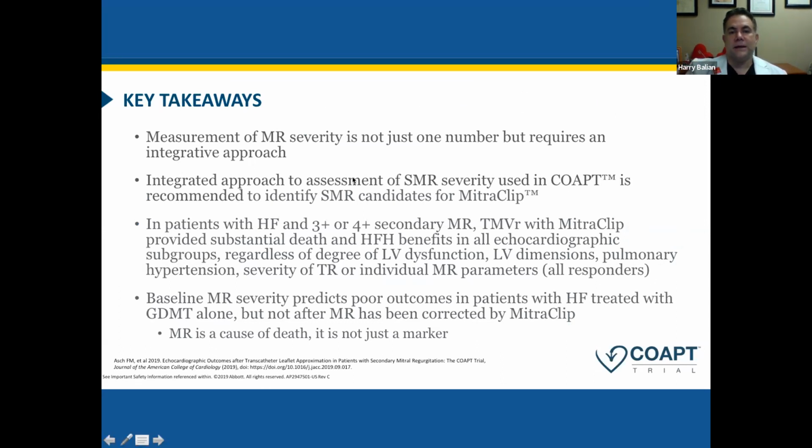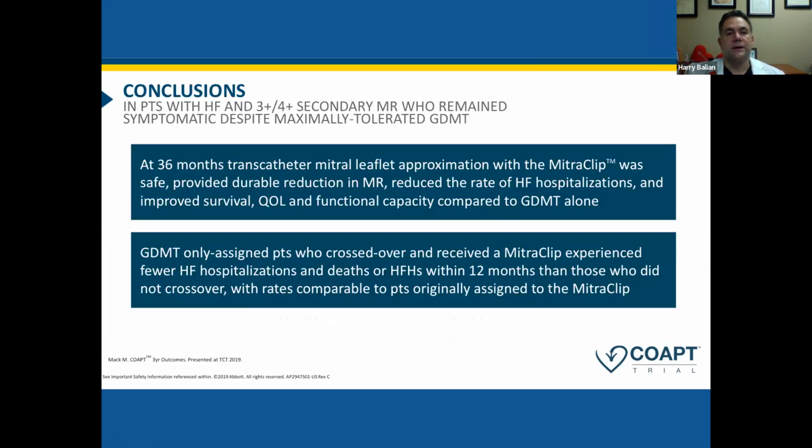And to assess the severity of the MR, the COAPT trial showed significant reduction in morbidity, and also in NYHA class and recurrence of repeat hospitalization, in patients that received the MitraClip versus just simple guideline-directed medical therapy.